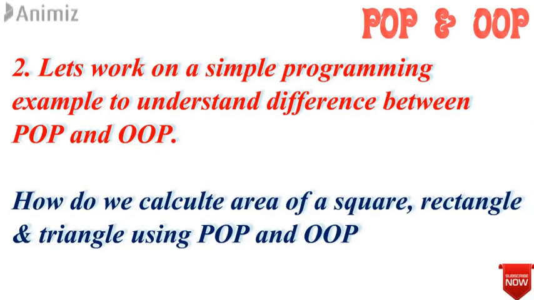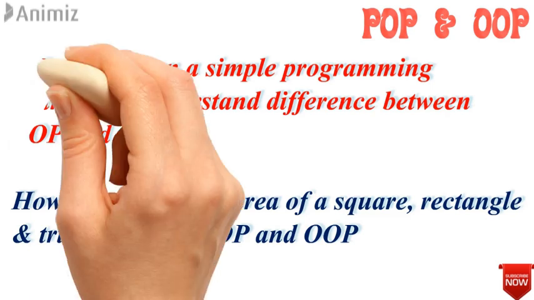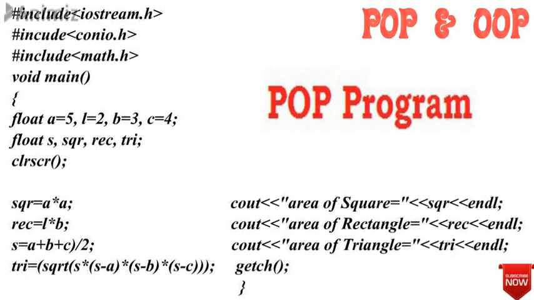Let us work on a simple programming example to understand the difference between POP and OOP. In this example, we are writing a program in POP and OOP style to calculate the area of a square, rectangle, and triangle. In this program, we have written the program in POP style, where we write void main in the beginning and the data flows from top to bottom.